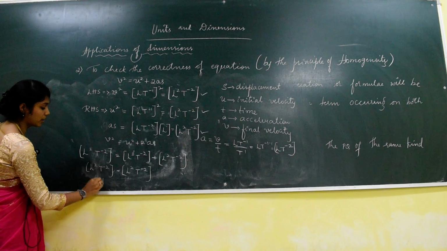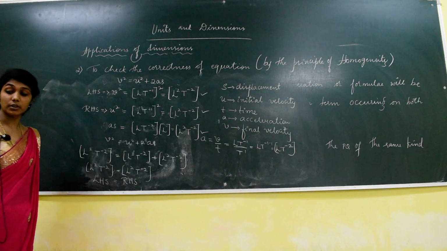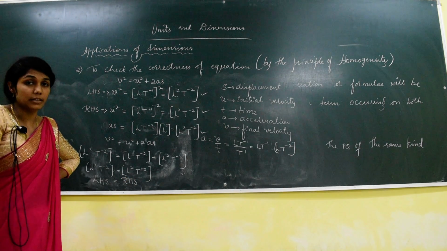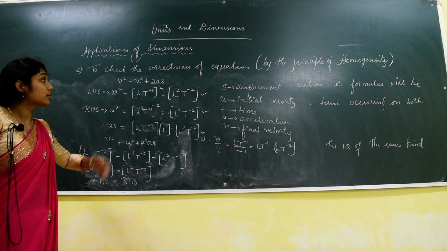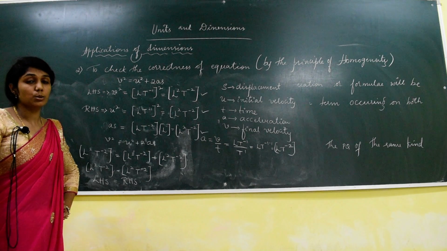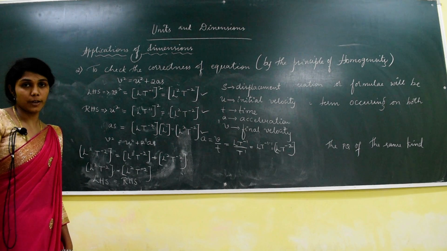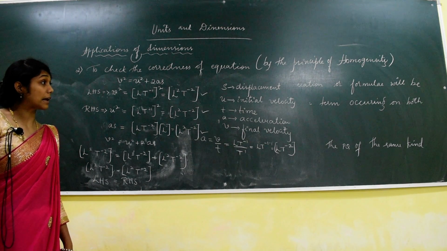So therefore LHS is equal to RHS here. The left hand side of the equation is equal to the right hand side. So I can say that the given equation is dimensionally correct. So these are the three equations of motion and their dimensions. Hope you understood today's class.